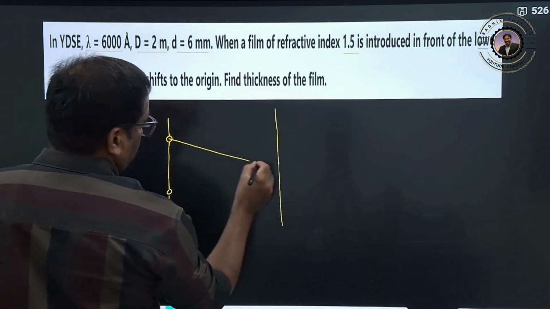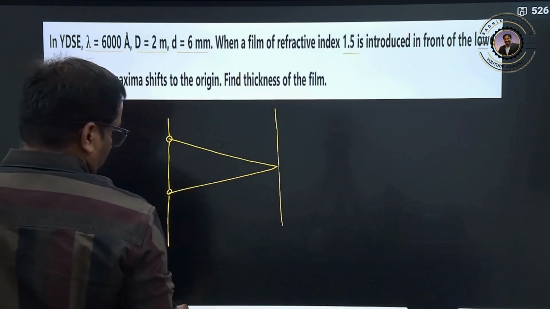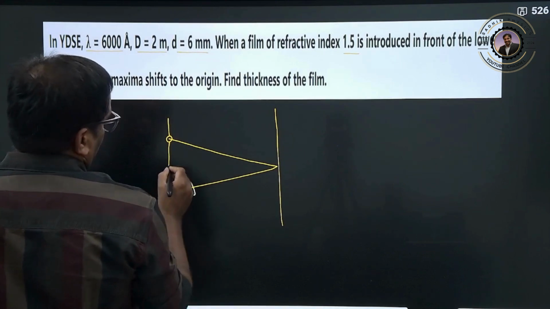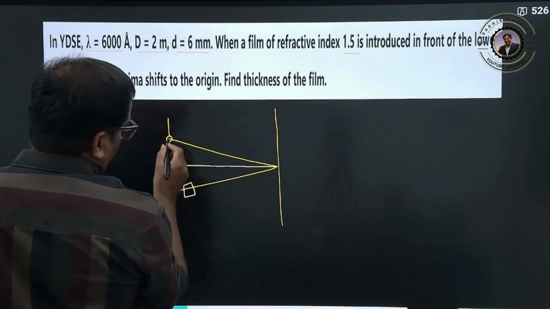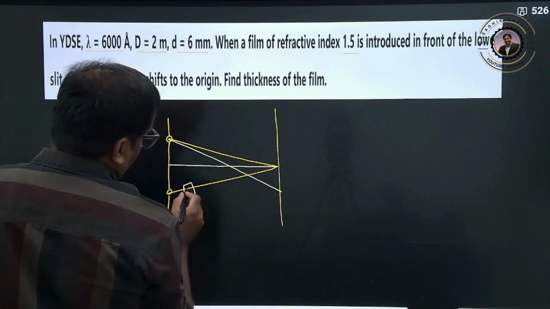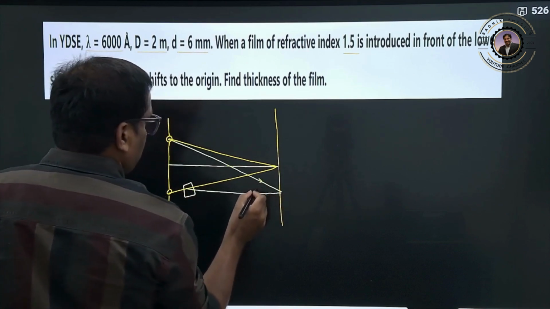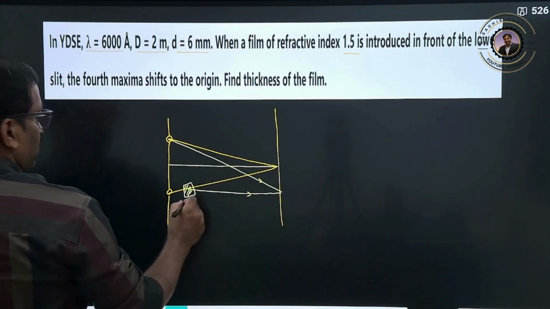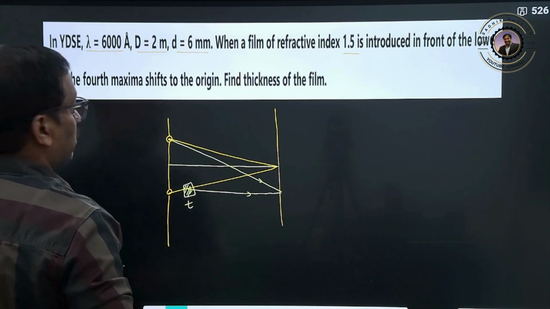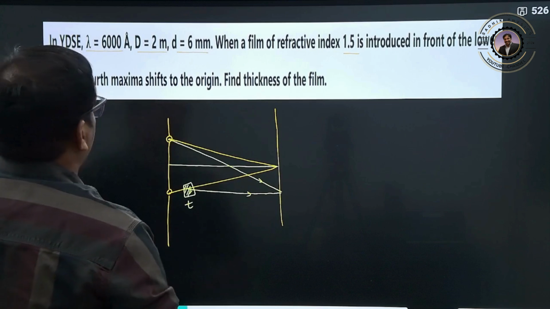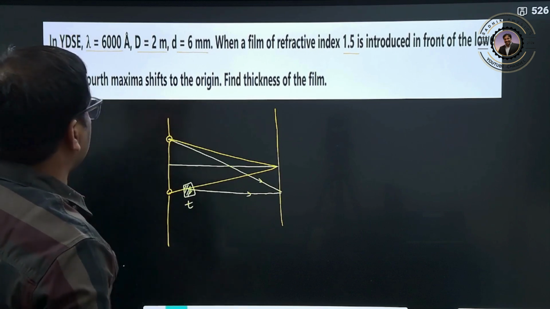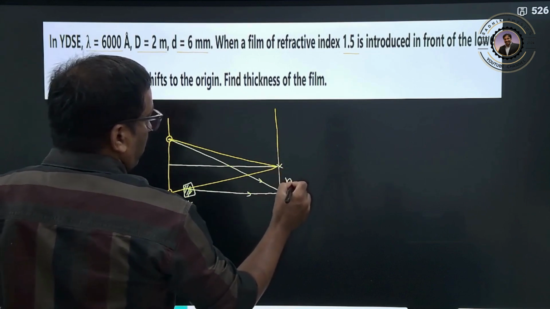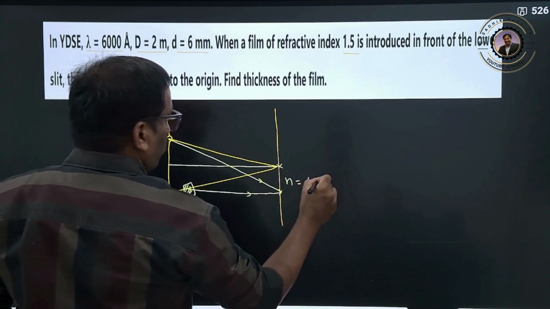So this is your central maxima. Now in this one, there will be a shift taking place. Therefore what is going to happen now, it will become like toward this side. Clear? Right. So now he is asking to find the thickness t. Lower means it will move downward, and 4 maximas will be shifted from the origin, that means the number of fringes is nothing but 4 maximas, 4 beta.